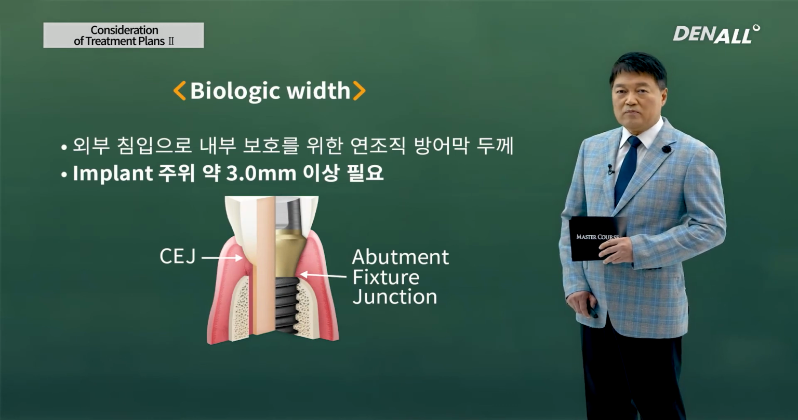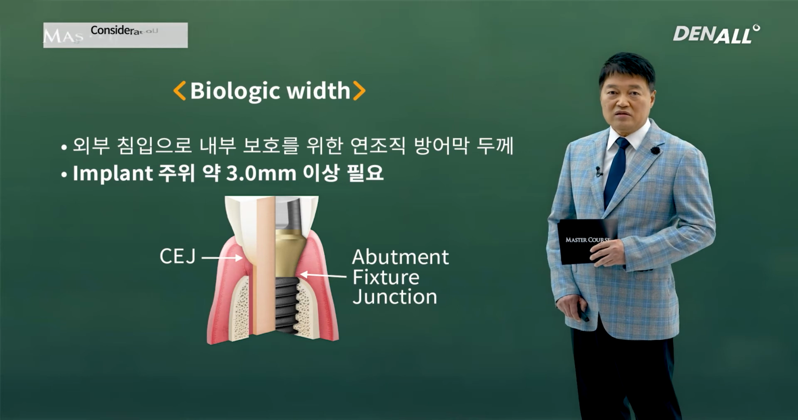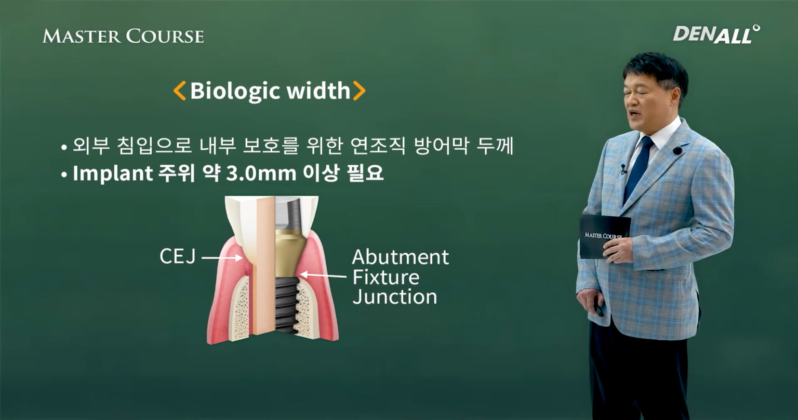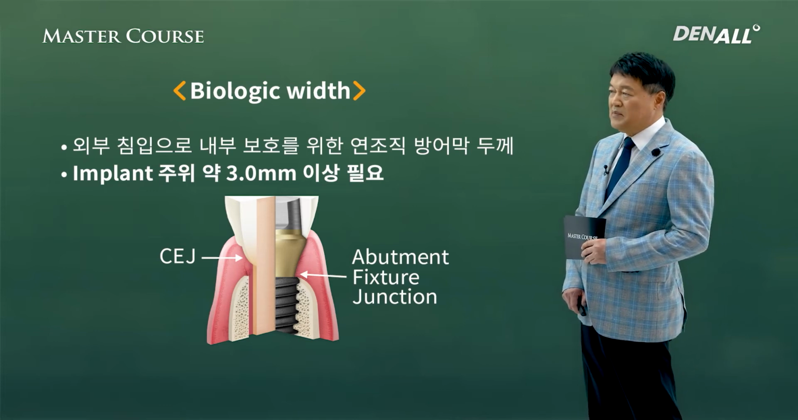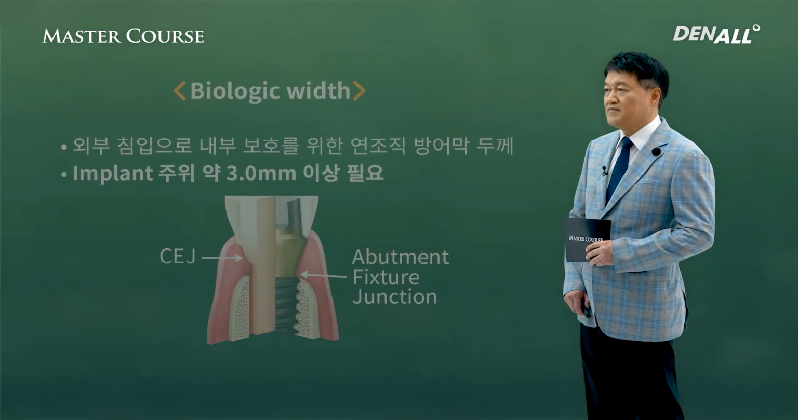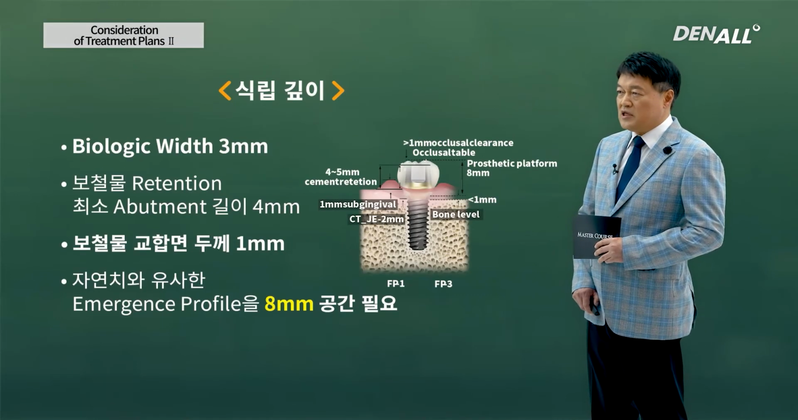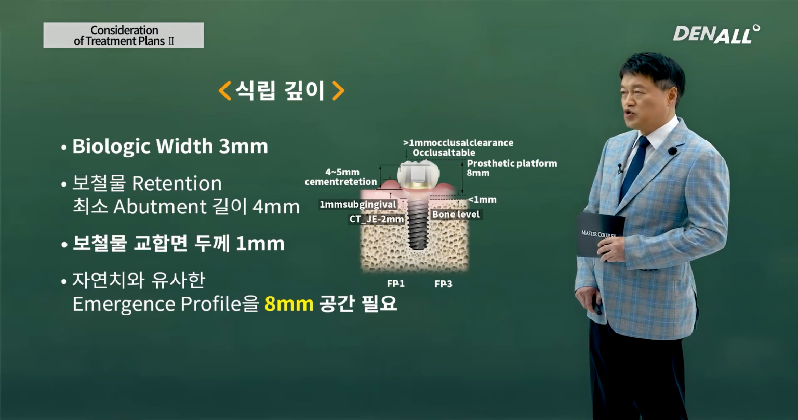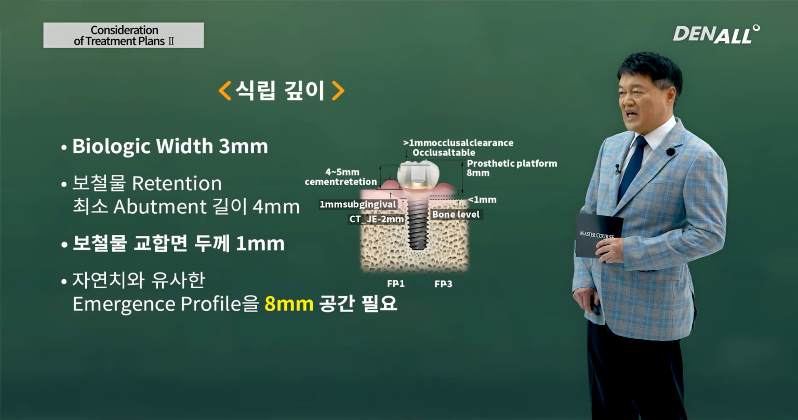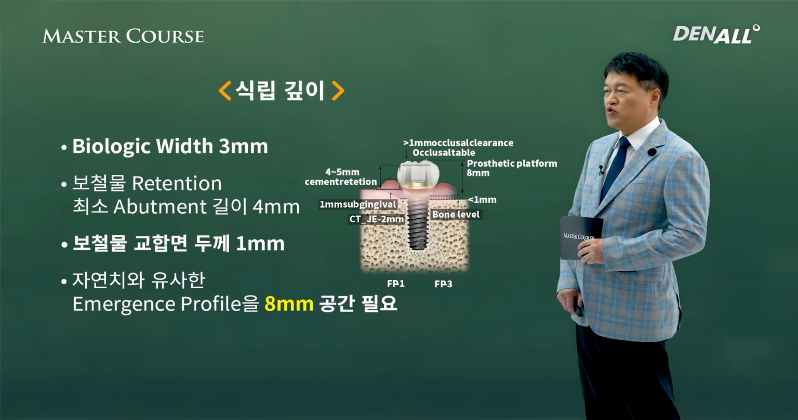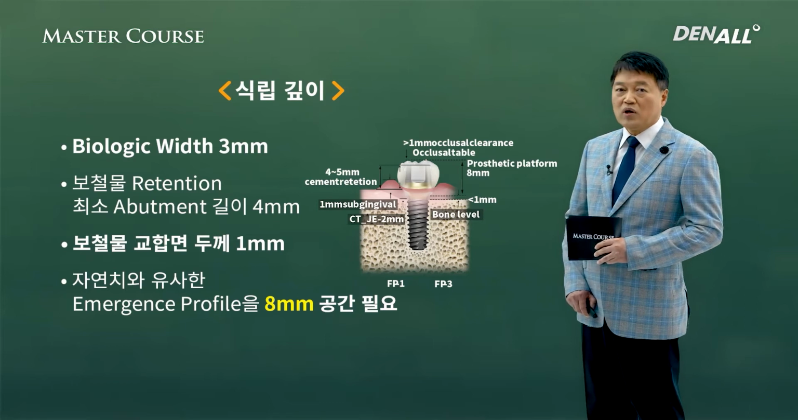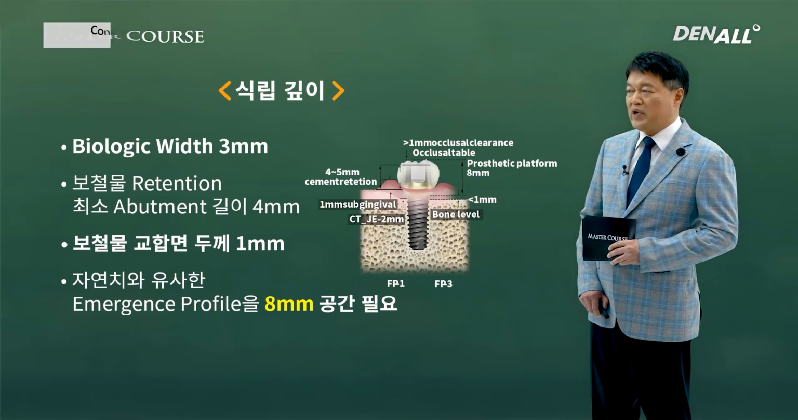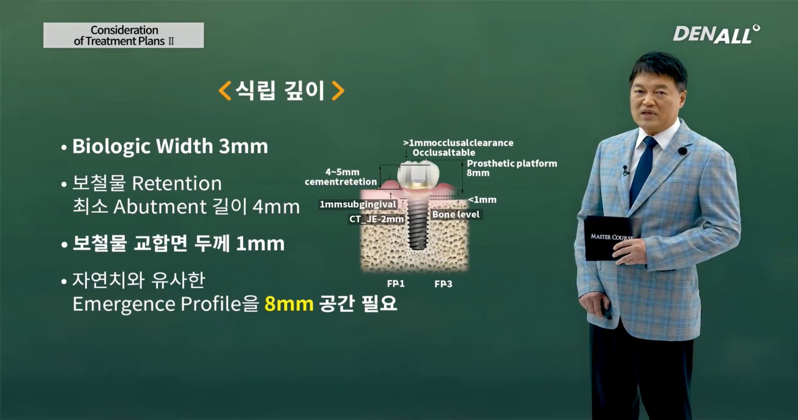When we consider placement depth, you need to consider biologic width. It's a way to protect the inside from the outside. It's the soft tissue thickness to do this. You need approximately 3 mm around the implant. When you choose a placement depth, there needs to be 3 mm of biologic width, and the minimum abutment length is 4 mm for prosthesis retention. And if you add 1 mm of prosthesis occlusal surface thickness, from the implant top to the opposing tooth, there needs to be 8 mm. In order to have an emergence profile similar to natural teeth, you need 8 mm of space.